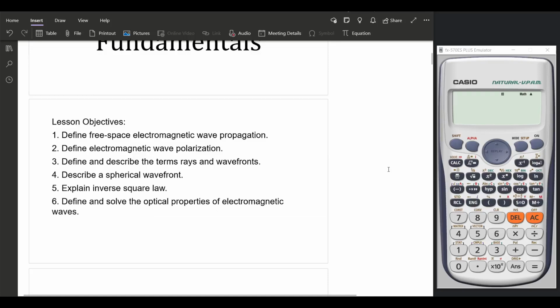Four, describe a spherical wavefront. Five, explain inverse square law. And lastly, define and solve the optical properties of electromagnetic waves.